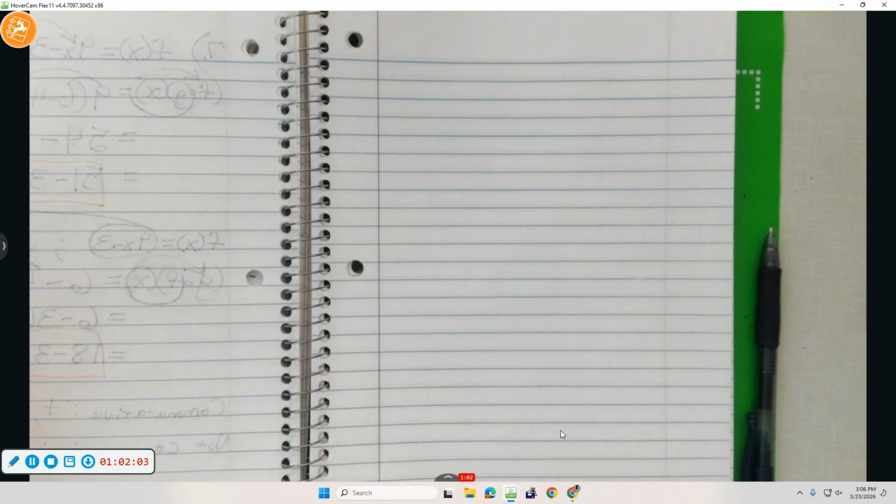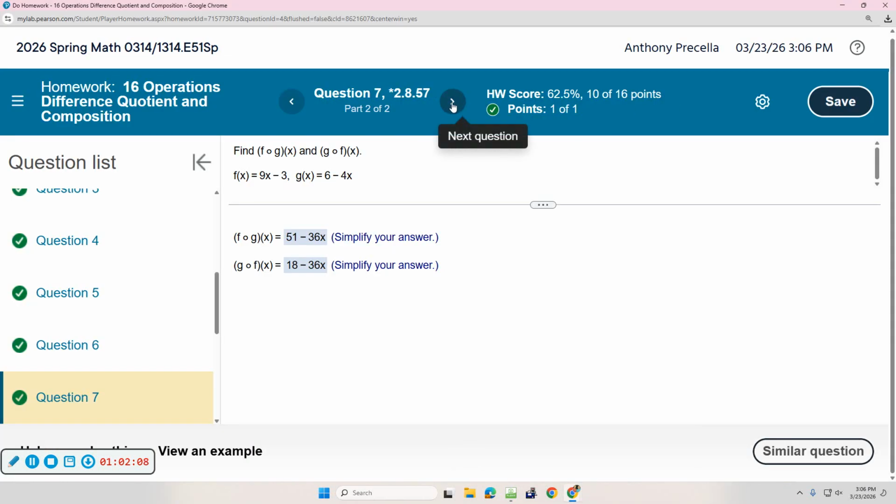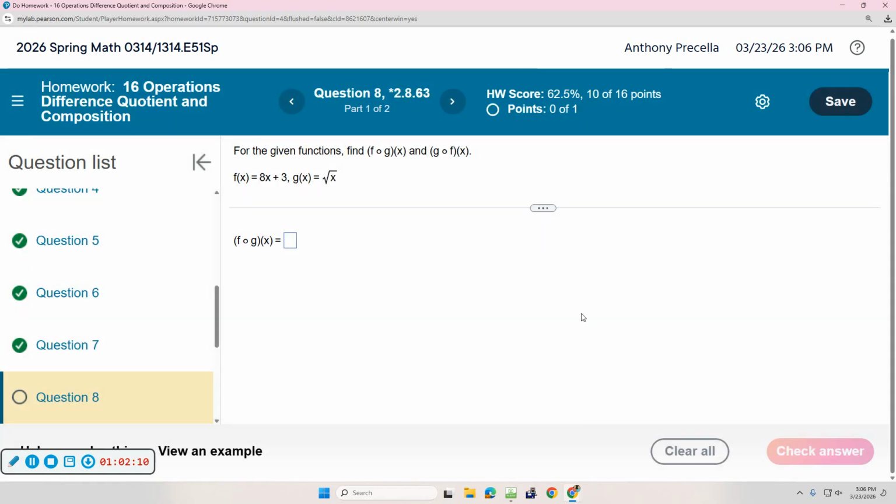This is number 8. Well, I see a square root in this one, so it's really got to be bad. F of X is equal to 8X plus 3, and G of X is just the square root of X.